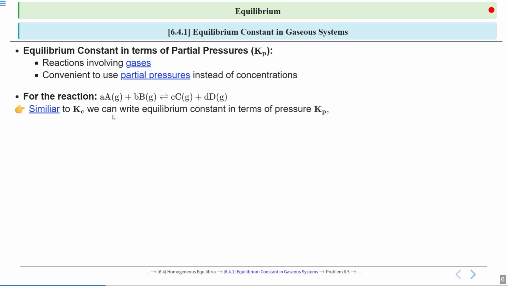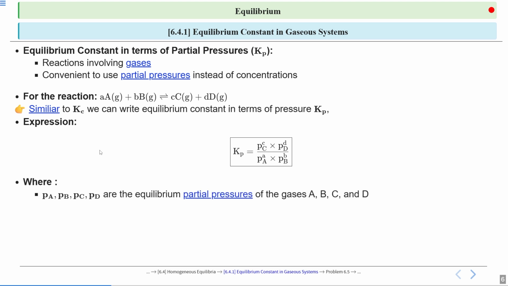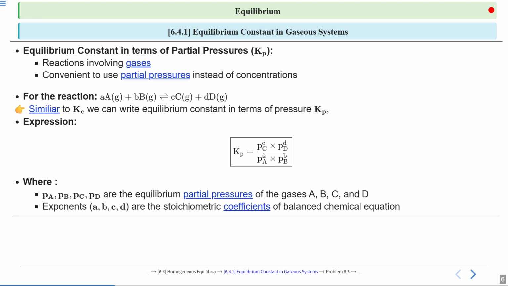How do we write it? Here we will take the partial pressure. Remember, here we have PC, PD, PA and PB as the partial pressures of A, B and C, D respectively, and all of these partial pressures are raised to the power equal to their stoichiometric coefficients. Now, similar to Kc, here also we take the pressure of the products in the numerator and the pressure of the reactants in the denominator. You got it? I hope this part is clear to you.